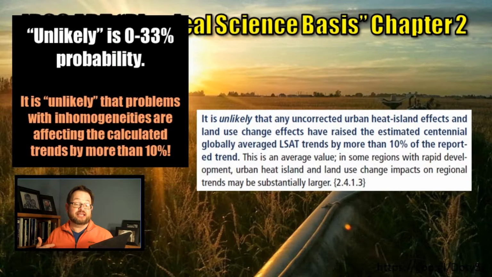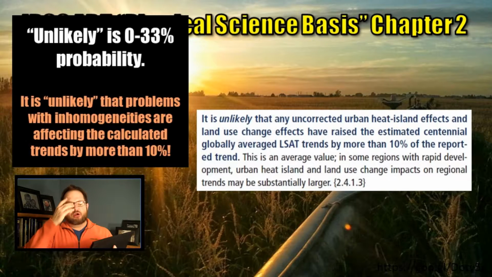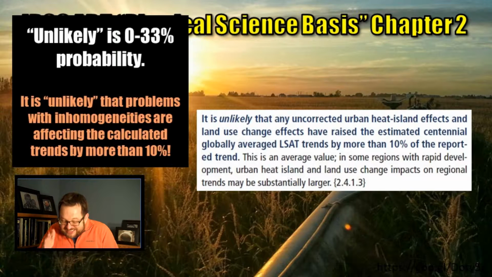And what they're saying here is that it is unlikely, that is less than 33% chance, that there are uncorrected urban heat island effects that are accounting for more than 10% of the trend. Think about that. So they're saying there's not even a chance that 10% of this trend that we're talking about is being associated with just the urbanization. This objection that certain skeptics raise is nonsense when you examine the facts.